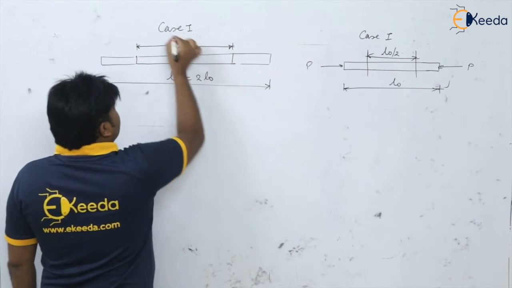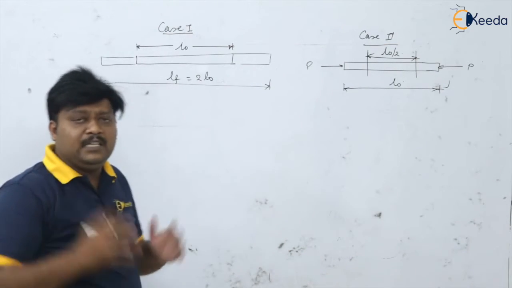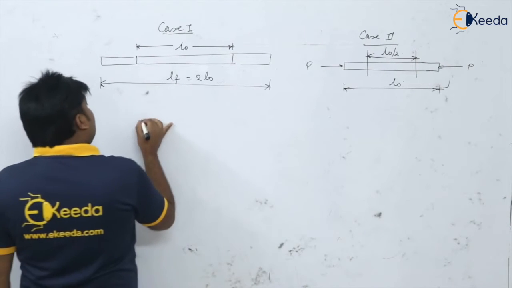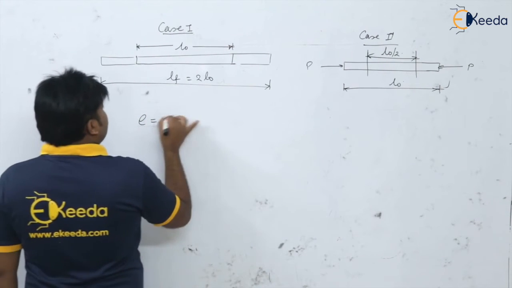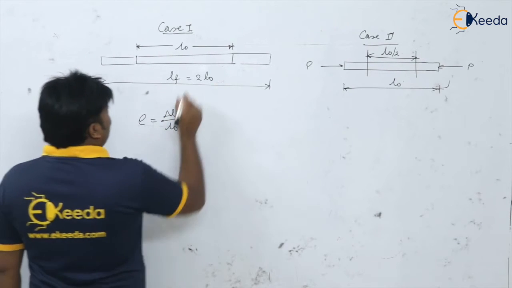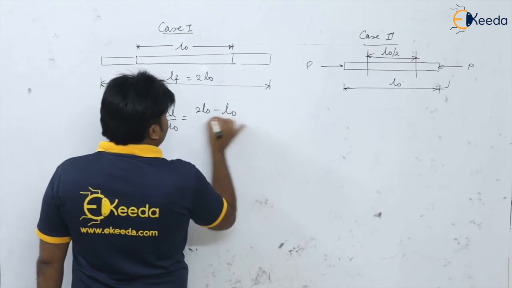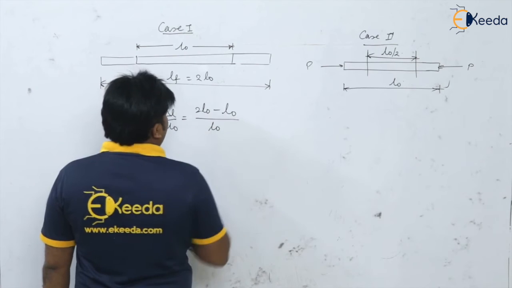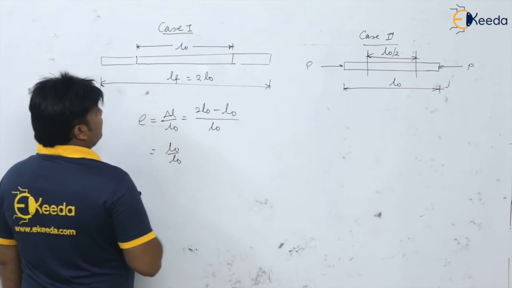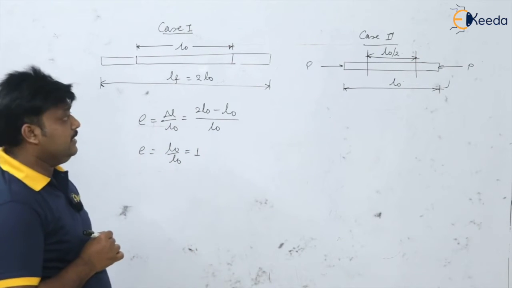In this situation, case number 1 and case number 2, let us try to calculate the nominal or engineering strain. So what is E here? That is change in length divided by original length. What is your change in length? The final length was 2 times L naught minus the original length L naught, divided by the original length L naught. So that is L naught divided by L naught. You will get the strain as 1, isn't it?